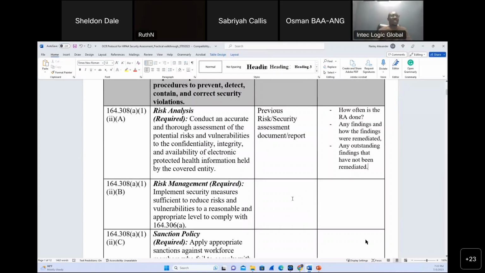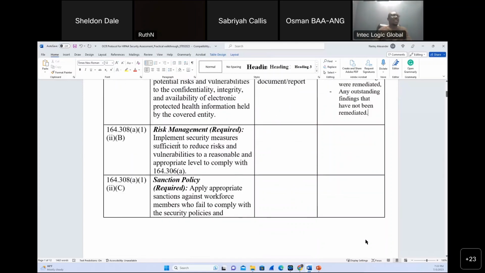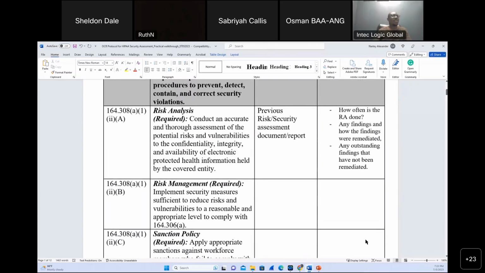Good. The next one, this one should be straightforward. Risk management. This is required. Implement security measures sufficient to reduce risk and vulnerabilities to a reasonable and appropriate level to comply with the HIPAA security rule, the preamble at the top there. So what document do you expect them to provide to give you an idea that they have a risk management process in place?